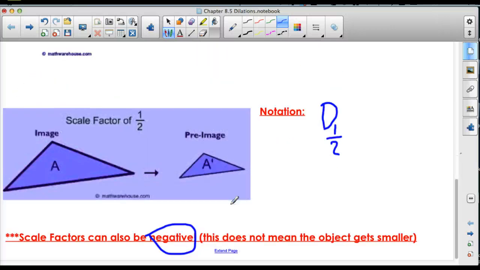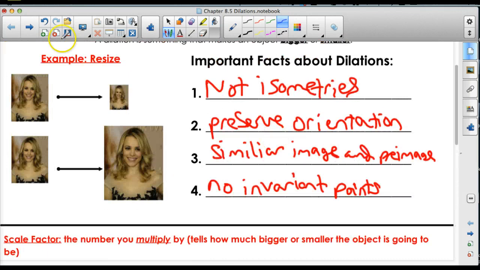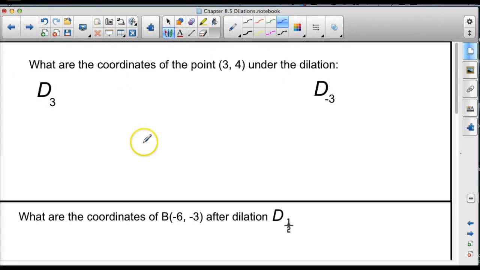So now let's look at some example problems. So you've seen the notation, you know scale factor, dilations you'll move through pretty quick. Let's look at this first one. What are the coordinates of the point 3, 4 under these dilations? So all I do is I take my x and my y, which are 3, 4, and I multiply each of them by 3.